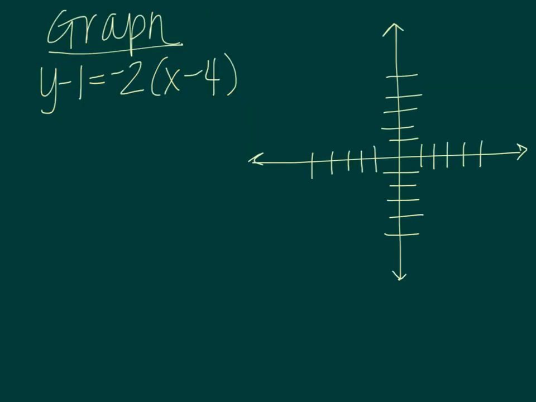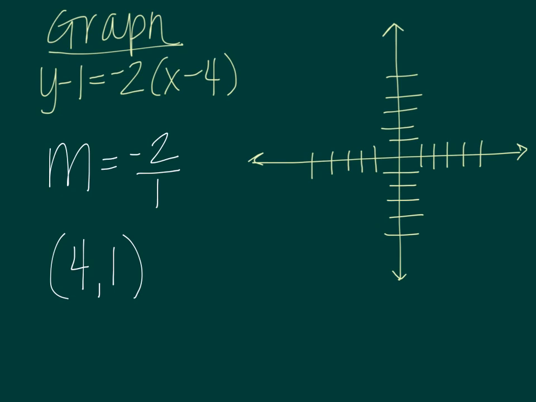The last part that we're going to do here is graph. I'm going to give you the equation y minus 1 equals negative 2 times the quantity of x minus 4. So all I'm going to do is start by identifying my slope. My slope here is negative 2, or we can think of this as negative 2 over 1. And the point that I'm given is, remember, I'm always taking the opposite, so I have the point 4, comma, 1. In this case, I'm going to start by graphing my point.